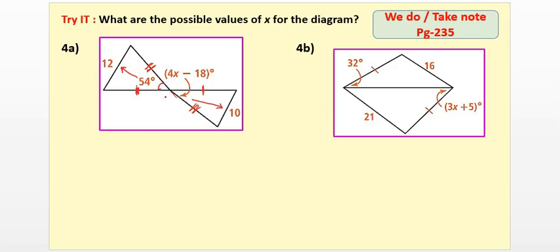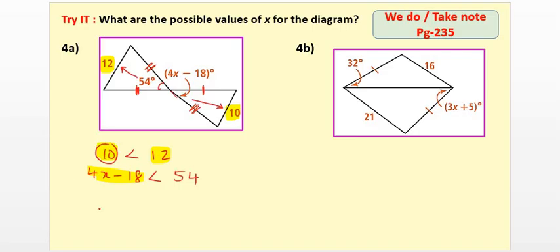So what can we say now about these two? Because 12 is greater than 10, or let me switch it, 10 is less than 12. So the angle that is opposite to 10 is 4x minus 18, and that's why it will be less than 54 degrees. Why? Because the third side is deciding about the angles. When you have a smaller side, it will have a smaller angle opposite to it, and if you have a larger side, it will have a larger angle opposite to it. So that's why 4x minus 18 will be less than 54.